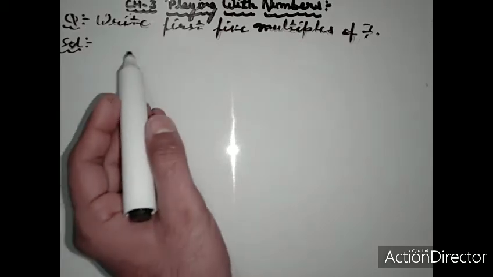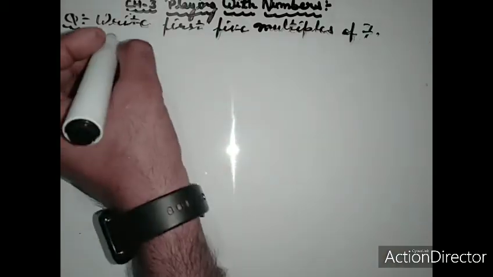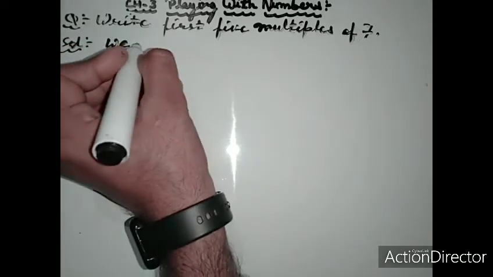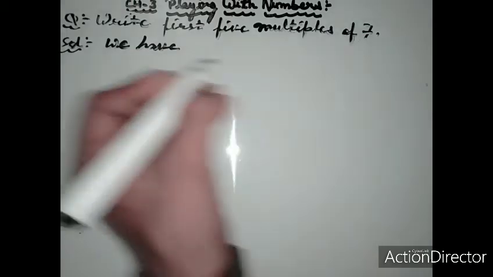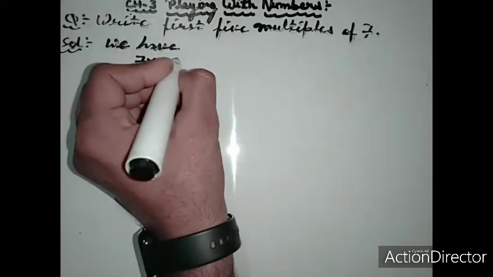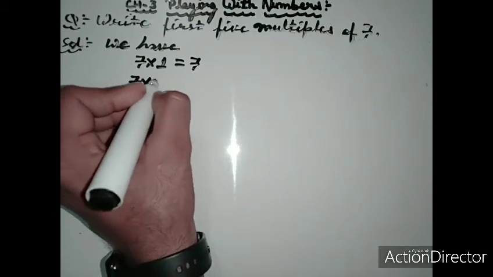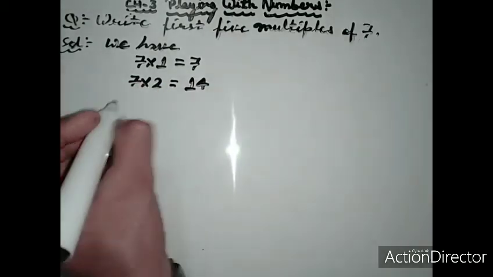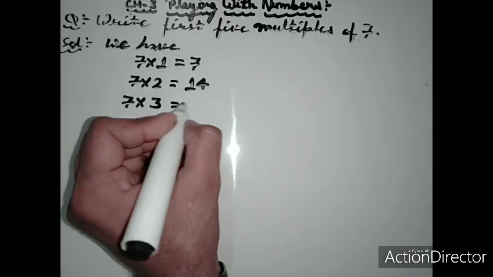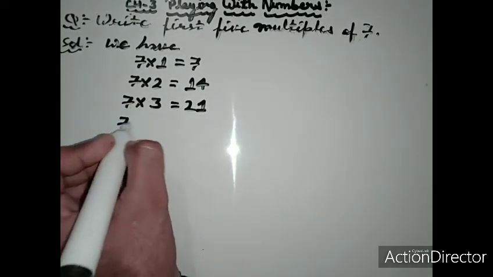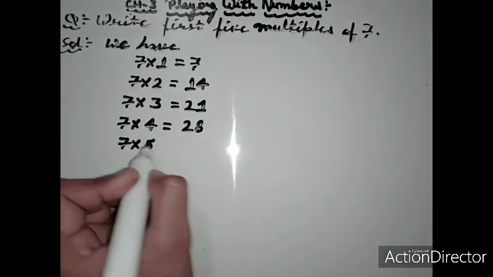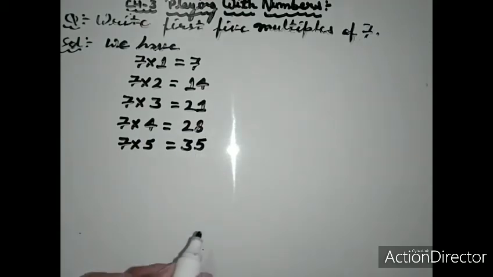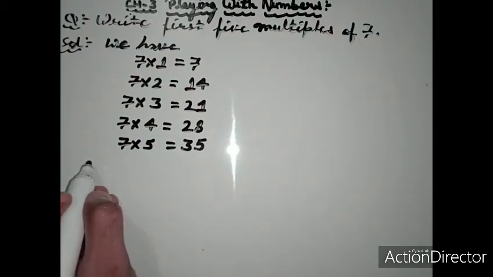Now here is the next example: write the first 5 multiples of 7. Here we multiply 7 by 1, then 2, then 3, then 4 and then 5. 7 multiplied by 1, 7 1s are 7; 7 multiplied by 2, 7 2s are 14; then 7 multiplied by 3, 7 3s are 21; then 7 multiplied by 4, 7 4s are 28; then 7 multiplied by 5, 7 5s are 35.